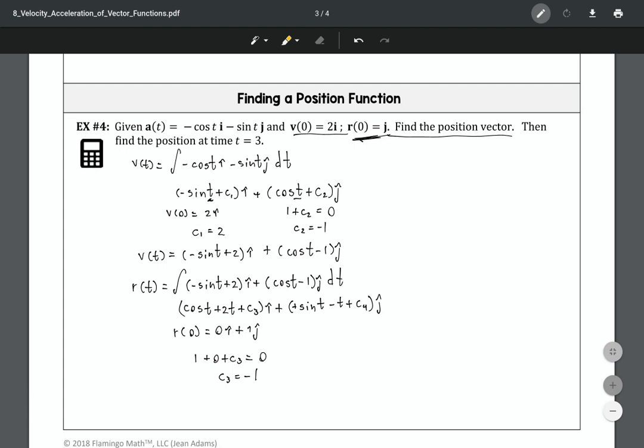Okay, and now let's see what else we got here. This right here, the sine of 0 would be 0, minus 0 plus c4 is equal to 1. So c4 is equal to 1. So my position function, therefore, would be r of t is equal to cosine t plus 2t minus 1 i plus sine of t minus t plus 1 j.